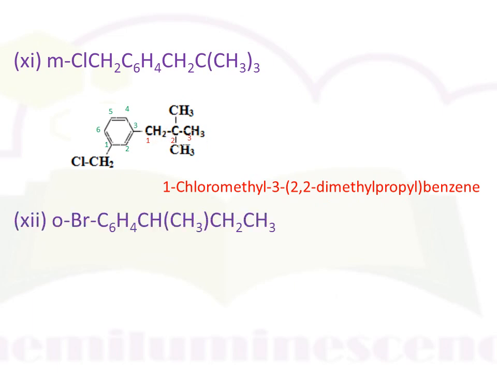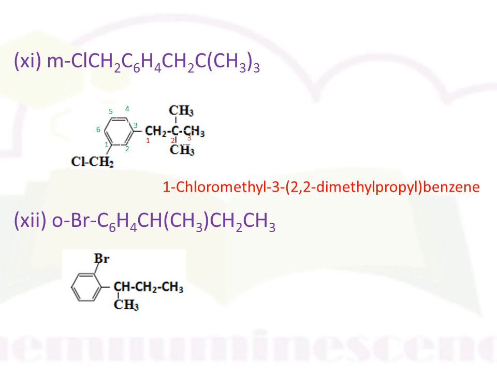Now the next molecule is this one. This also shows a disubstituted benzene ring. One substituent is this one and another substituent is bromine, which is present at the ortho position. Now see the structure of this compound. This is the structure. Again the same rule applies.